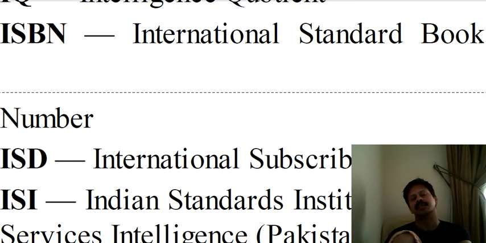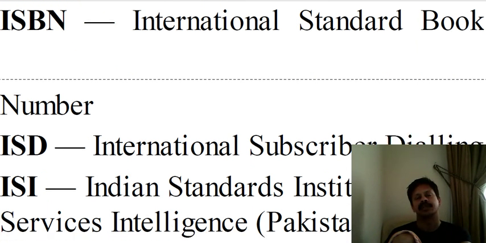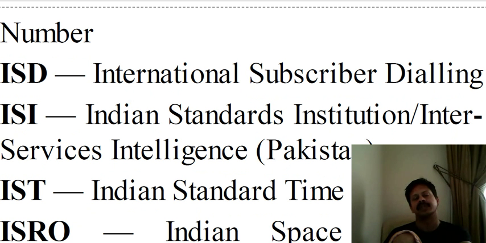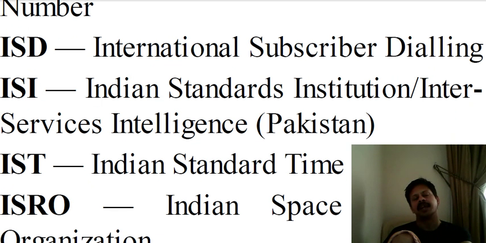ISBN is International Standard Book Number. This is a unique number given to every book that is published. ISD is International Subscriber Dialing. ISI is Indian Standards Institute, or Inter-Services Intelligence, the intelligence agency of Pakistan.